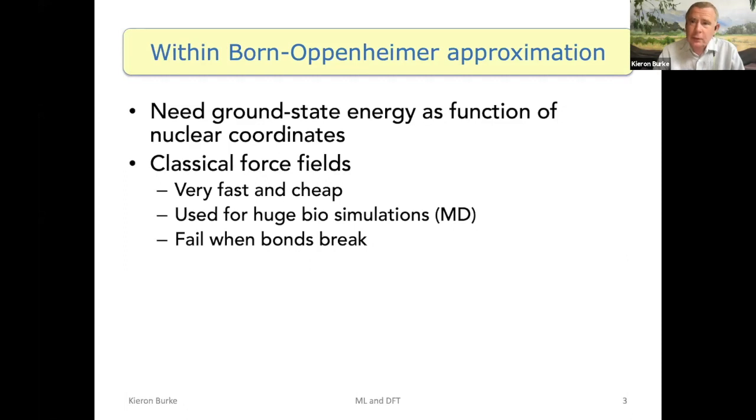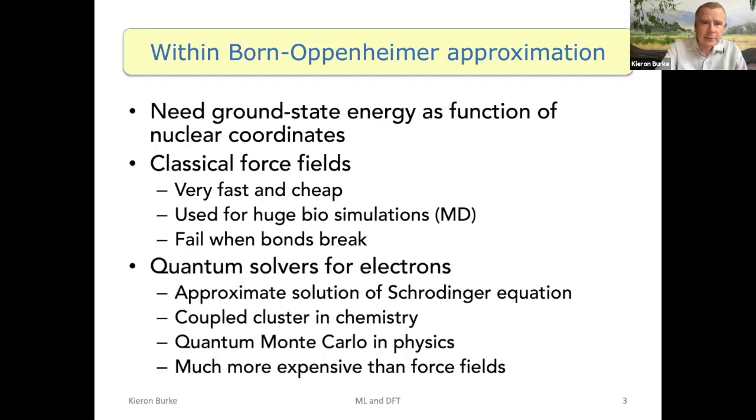Classical force fields, where we ignore the quantum mechanics or at least encode it empirically, are very fast and very cheap. They're used for huge biosimulations for molecular dynamics, but they typically fail when bonds break, although of course many people work on that. Simple classical force fields do. And so you can do huge systems for long spans of time, but you often can't do chemical reactions. And earlier this morning we heard Roberto talking about their fantastic work where they're doing essentially DFT type calculations on these sorts of scales.